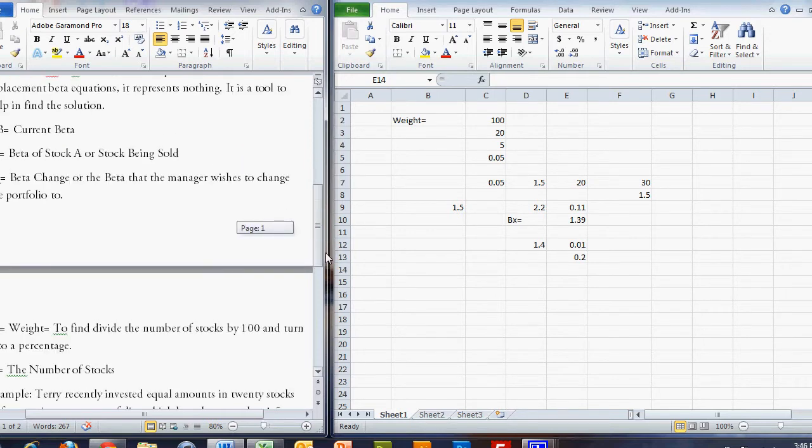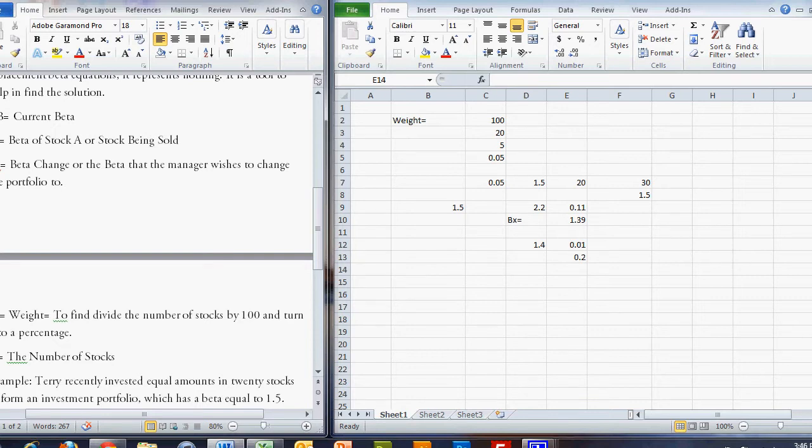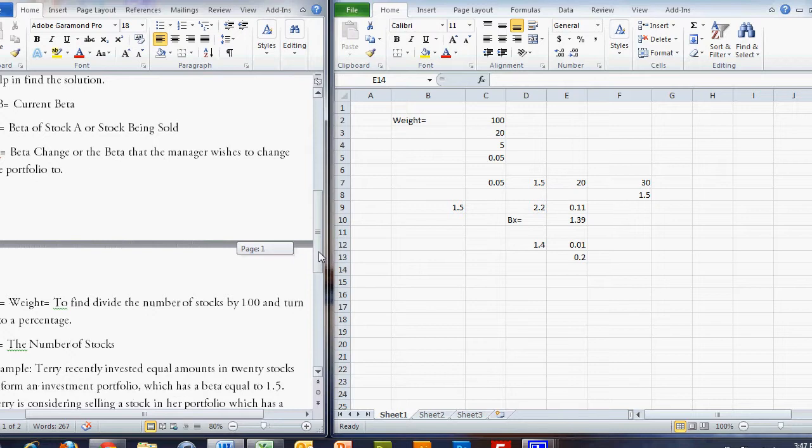Little reference here: CB equals current beta, BS equals the beta of stock A, or the stock that is being sold, BC is your beta that is being changed, or the beta that the manager wishes to change the portfolio to. W is your weight, and to find your weight you divide 100 by the number of stocks and turn it into a percentage. So say you had 10 stocks, you divide 100 by 10, which equals 10. And then you turn that into a percentage, so it's 0.1 or 10%. N is the number of stocks.